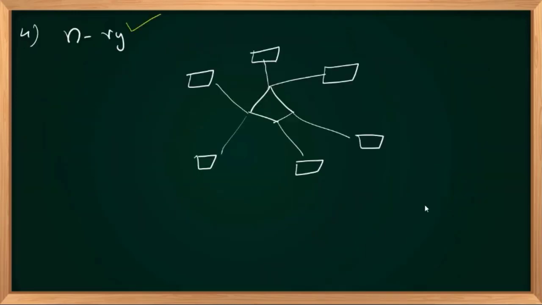Last is the n-ary relationship. N-ary means more than 3, that is, a relationship that consists of 3, 4 or more entities. This is 1, 2, 3, 4, 5, 6. So a relationship with more than one entity is the n-ary relationship. Okay. Any doubt?